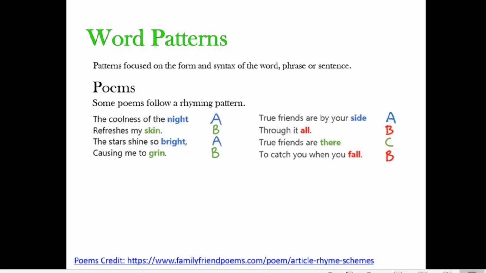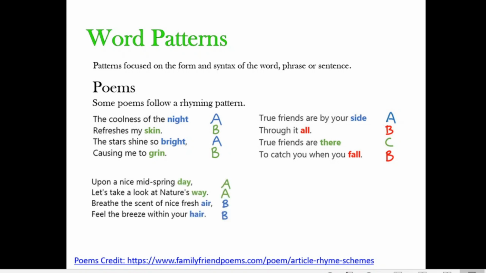Here is a part of another poem with a different rhyming pattern. The pattern is ABCB. This means that only the second and the fourth lines have rhyming last words.